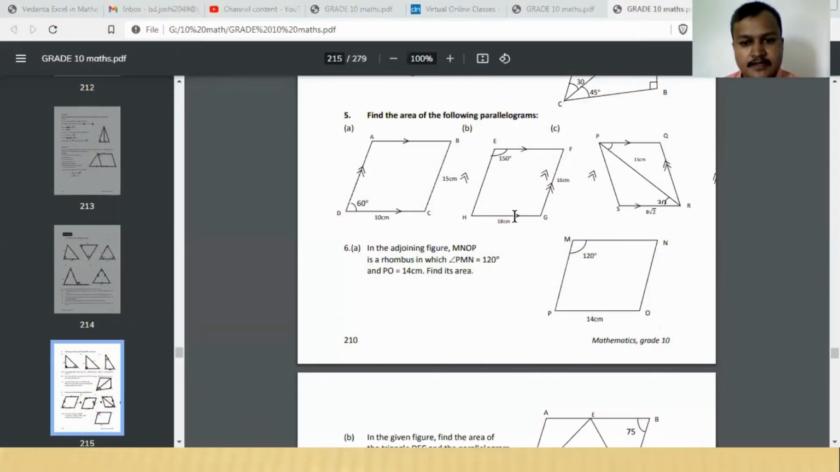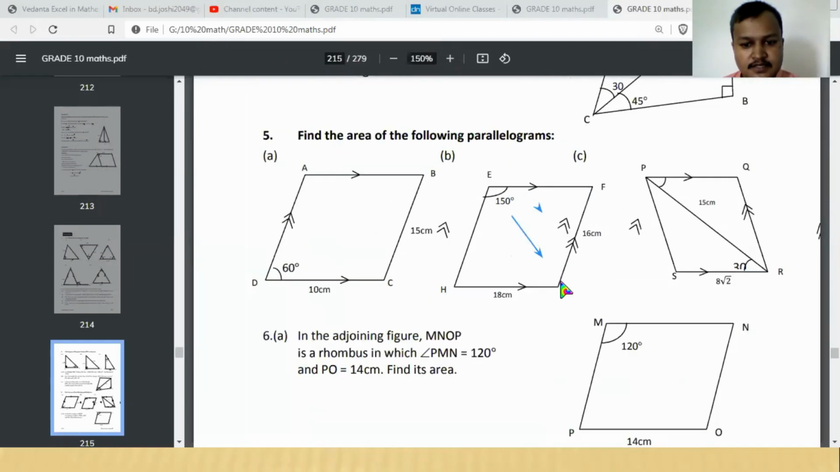In the first question and in the second question, there is no difference, except that angle E is 150 degree, and we can write angle G is 150 degree. If angle E is 150, angle G is also 150. Its reason is that opposite angles of a parallelogram are equal. After saying angle G is equal to 150 degree, HG is given, GF is also given, and area of a parallelogram is the product of two sides into sine of the angle between them. This one is the easy question, but look at question number C once.